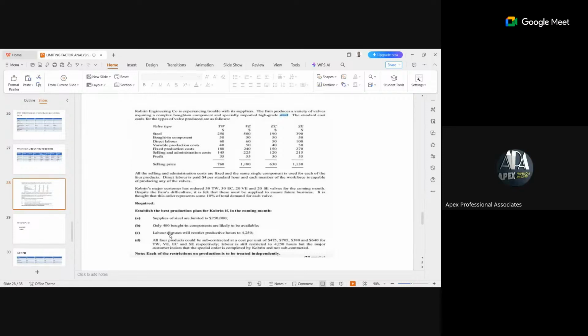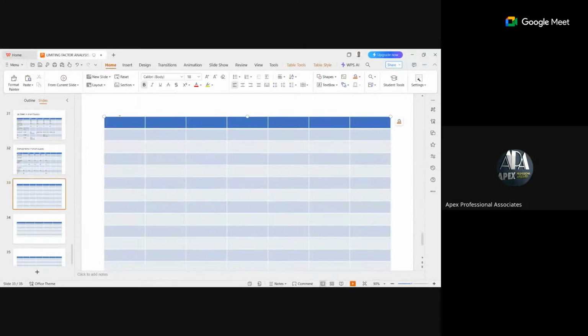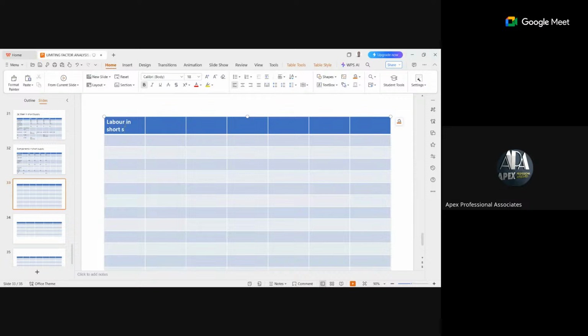The next thing is this. A labor dispute will restrict productive hours to 4,250. It means we have labor restricted to 4,250. So to quickly do this now, our contribution again. Let me say labor is in short supply. So the contribution is what? Let me make this products.